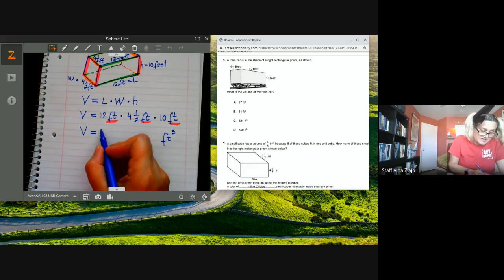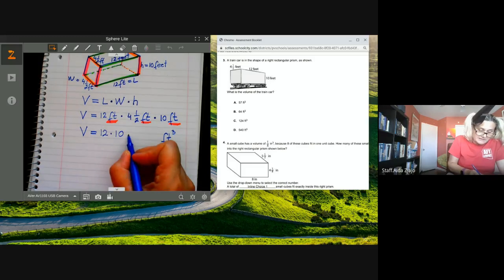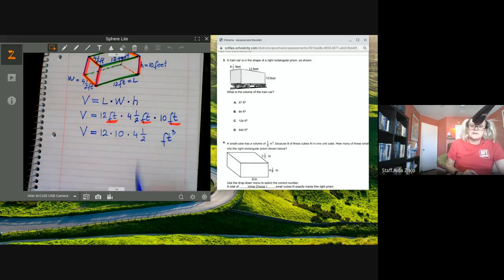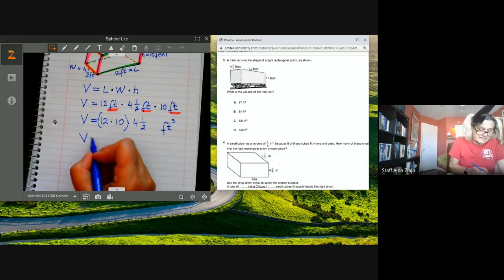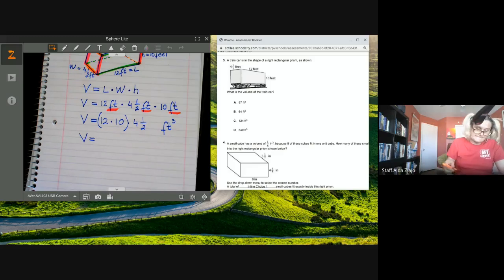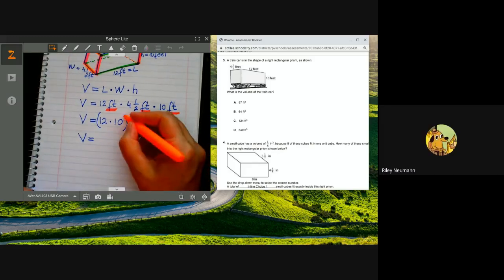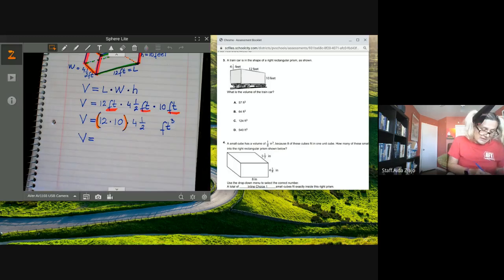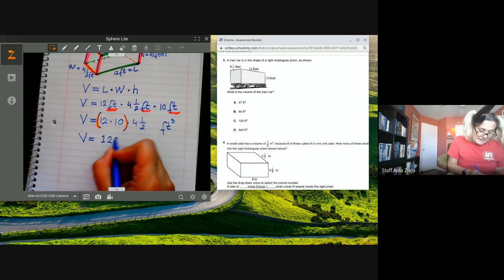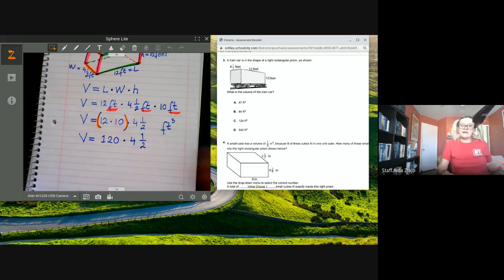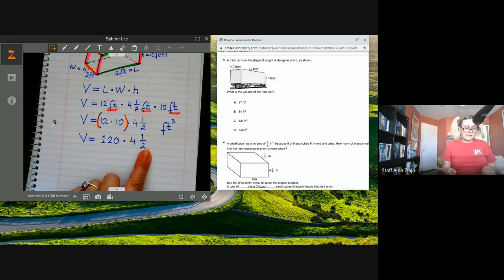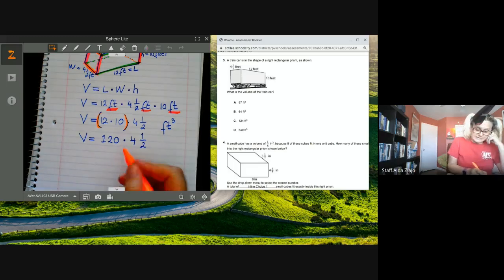So I can rearrange them. I'm going to just rewrite all the values. But now I know I can do this first. So volume equals, what is 12 times 10? 120. 120. You bet. So I have 120 times 4.5. And now I can use my distributive property to distribute 4.5 and multiply each by a whole number. So I need to do what?